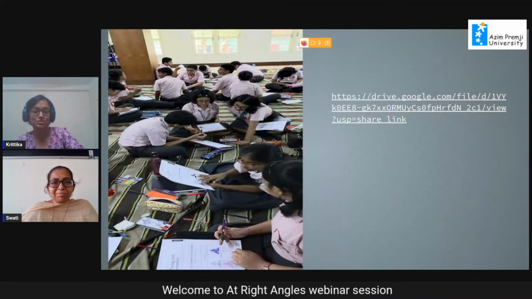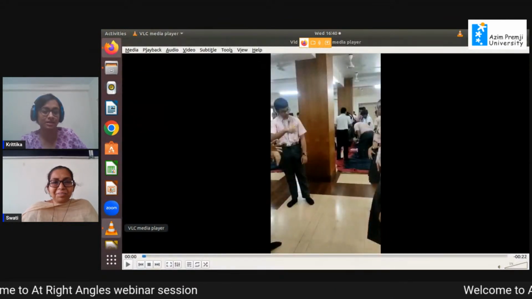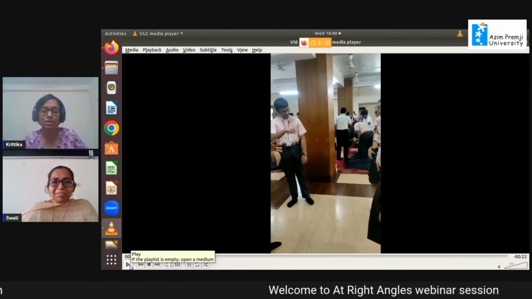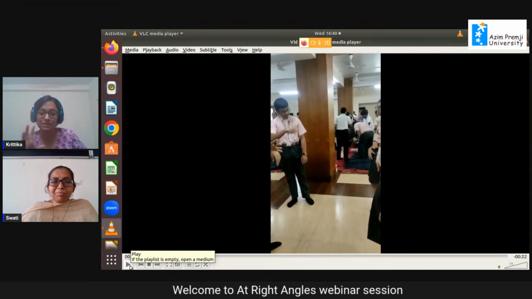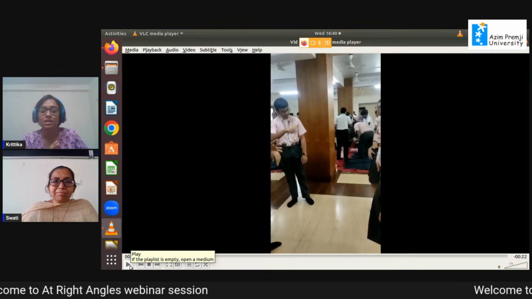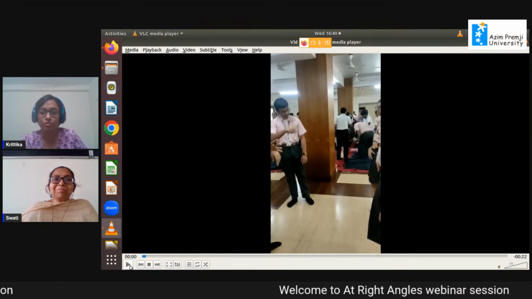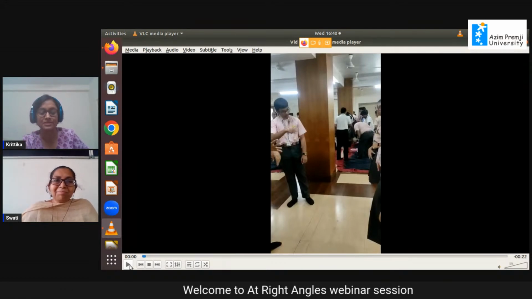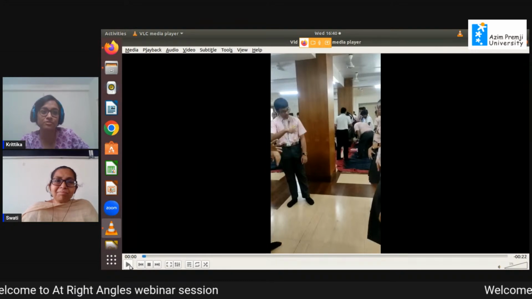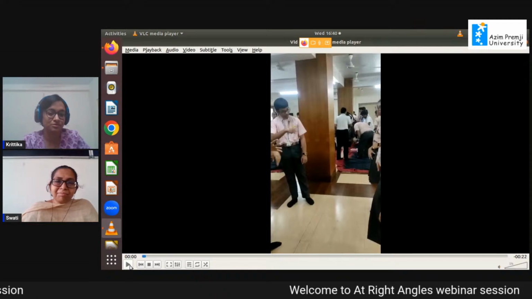Then I want to show a small clip. Is the clip visible? Yes. Here I'm going to play it. What they were asked to do was to make a square, with students as the vertices of the square. Four students made the square, and they were asked to find different kinds of symmetry through movement. Let's just watch it for a while.